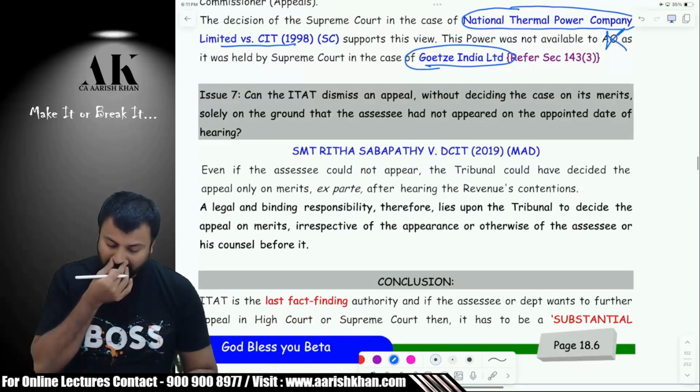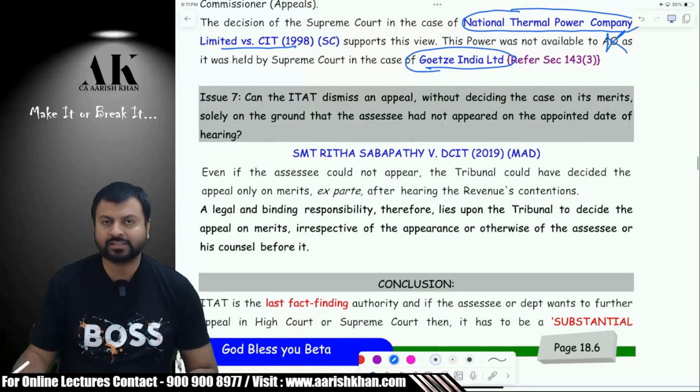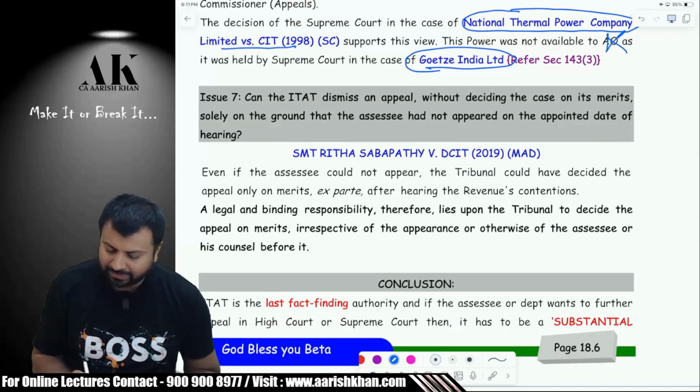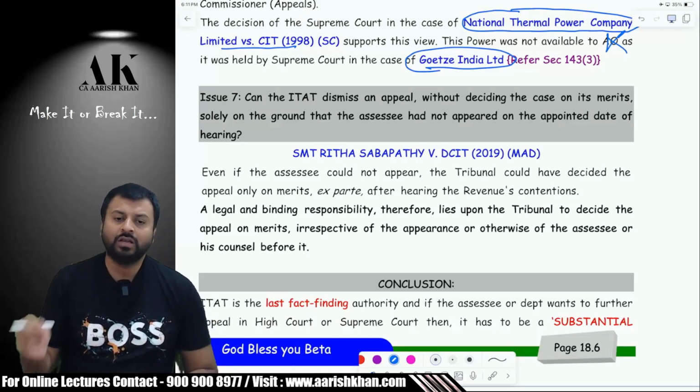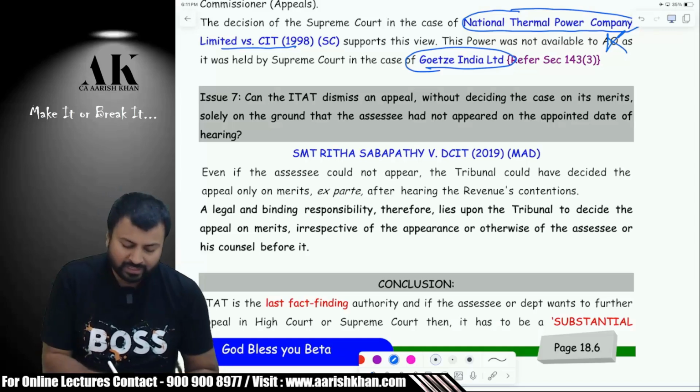AO will tell you to file what? A revised return. Next issue, the last issue over here: Smt. Rita Sabapati versus DIC, 2019, Madras High Court. Now what has happened in this case? Listen carefully. Issue number 7.